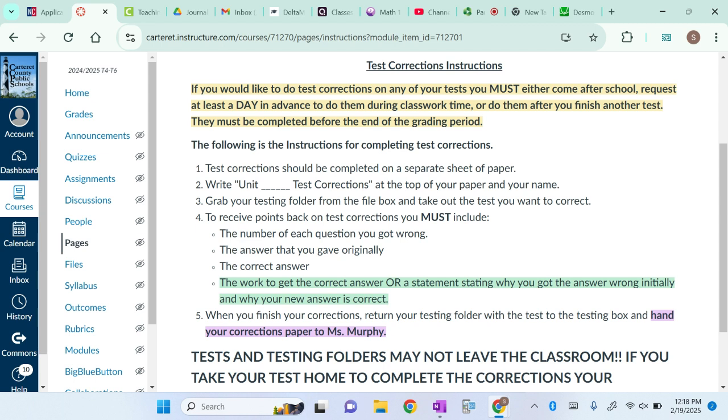hopefully tomorrow, but I think they just called school. So let me check my email. I saw that while I was teaching.